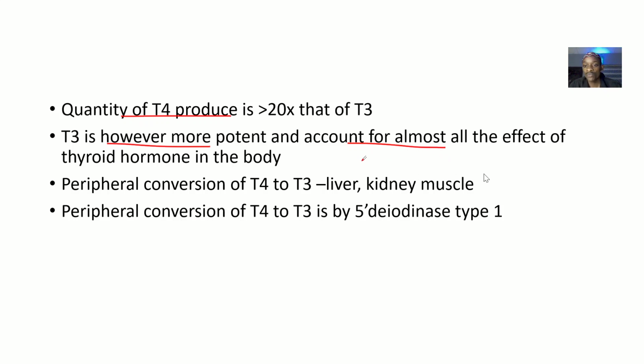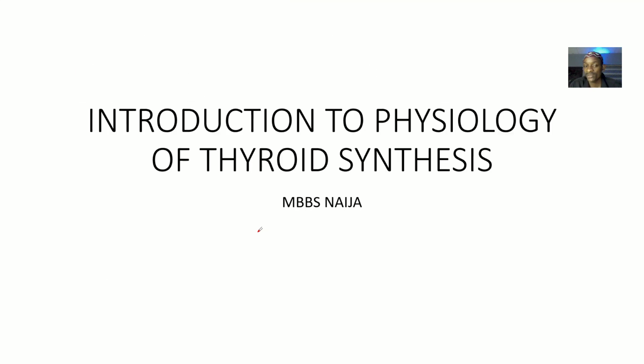Okay, so now that means if this T4 is not really potent, for T4 to become potent, it has to be converted to T3, right? Okay, so there's a peripheral conversion of what? T4 to T3, sorry, by liver, kidney, muscles, okay? And there's also peripheral conversion of this T4 to T3 by the 5'-deiodinase type 1. Okay, so that's just a summary of the physiology of thyroid hormone synthesis.